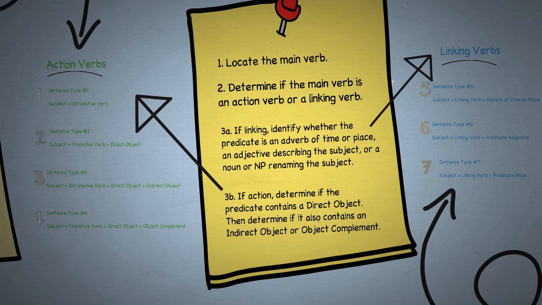If your main verb is not a linking verb, and it is indeed an action verb, then the first thing you need to do is to determine if the predicate contains a direct object. From there, if there isn't a direct object, then you want to determine if the sentence also contains an indirect object or an object complement. If you go through all of the diagnostics and realize that there is a direct object, but there are no additional factors such as an indirect object or object complement, then you're looking at sentence type number 2. If there is no direct object whatsoever, then it's sentence type number 1.